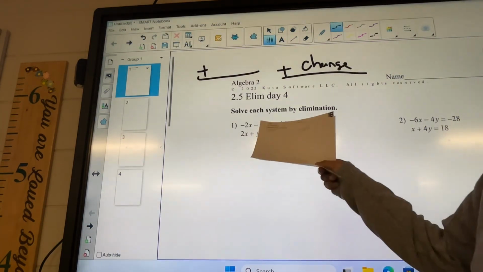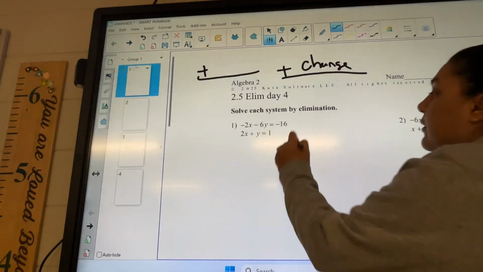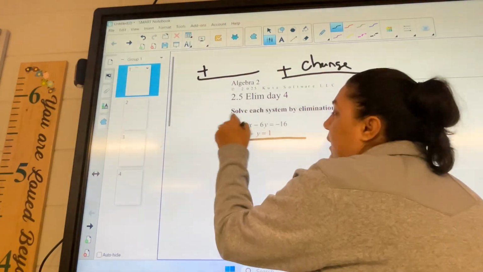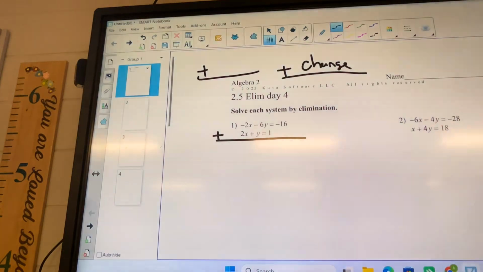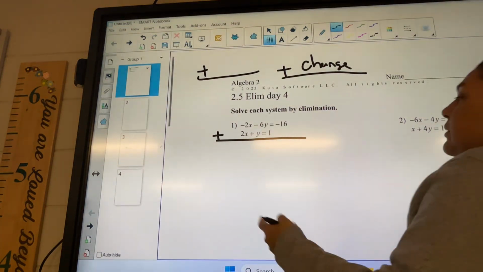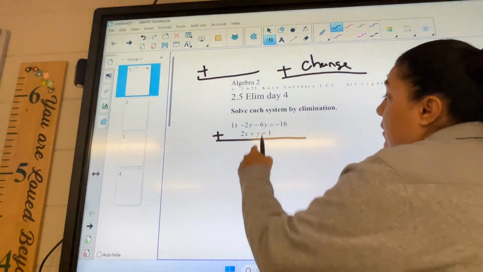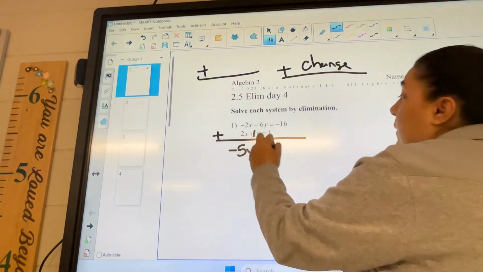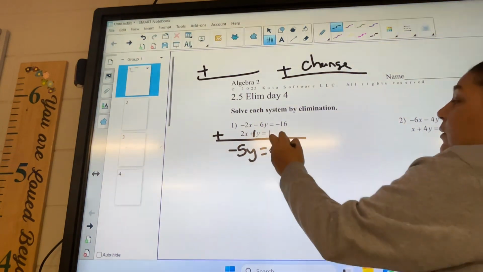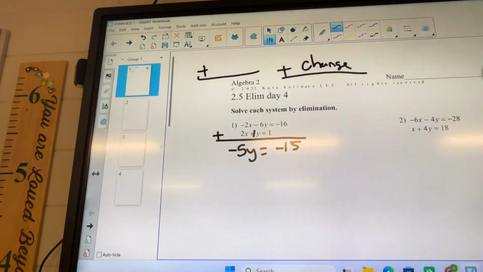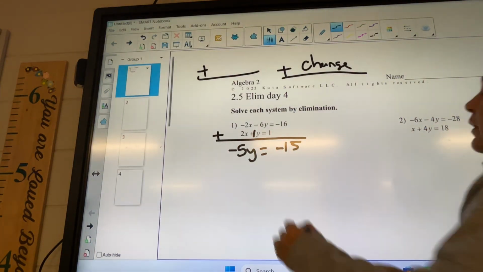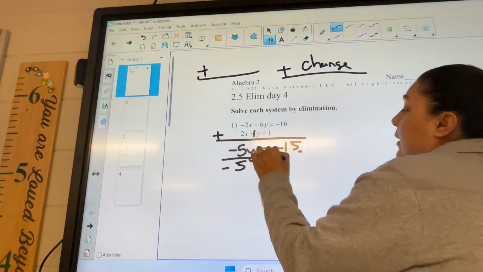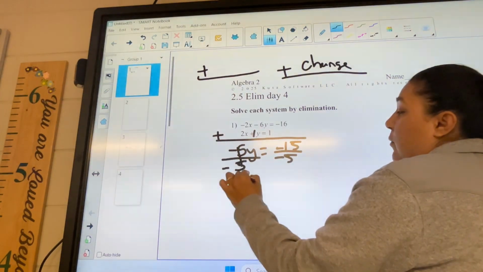So if we look here, the x's are going to cancel, and these ones, they're different. One's a negative, one's positive, so we can go ahead and add them together, okay? And so negative 2 plus 2 cancels. Negative 6 plus 1 is going to be negative 5y. Negative 16 plus 1 is going to be negative 15. Okay, and so we're going to go ahead and divide by negative 5, and we get y equals 3.